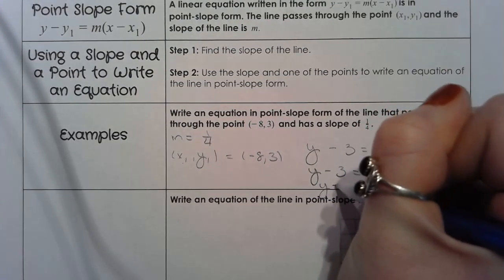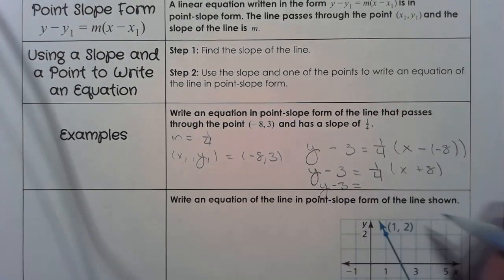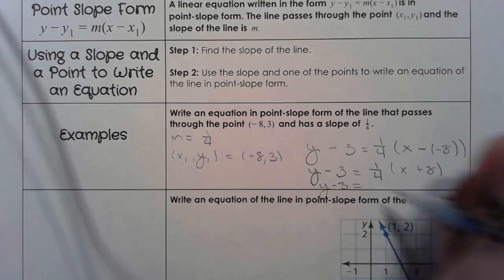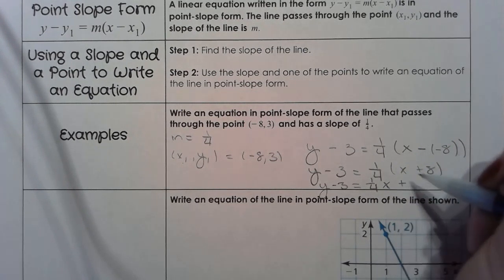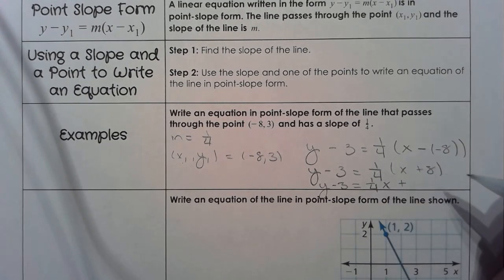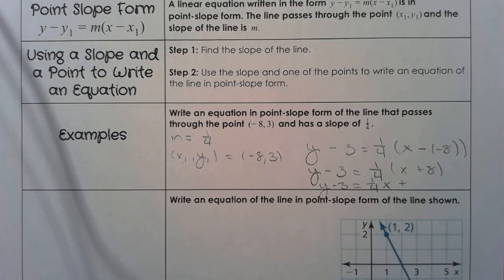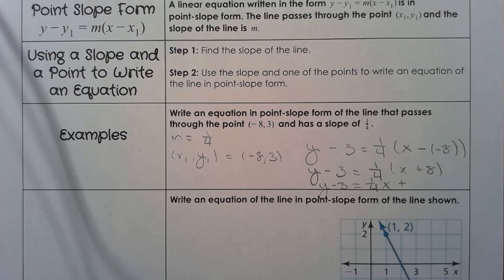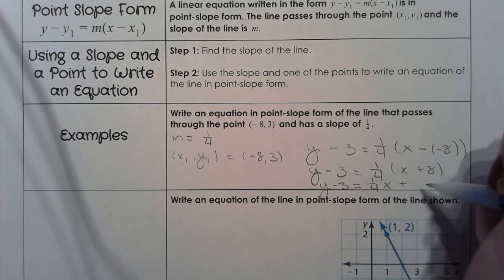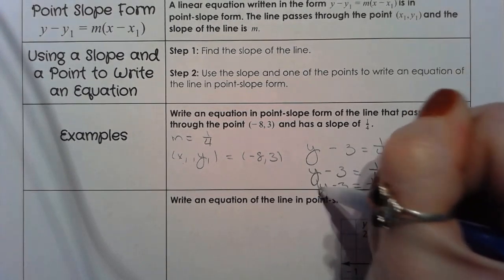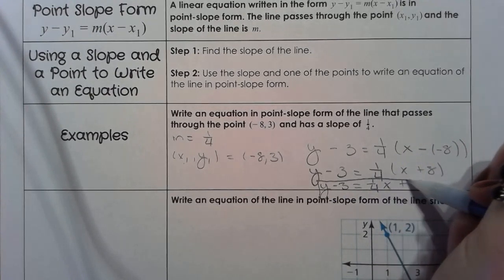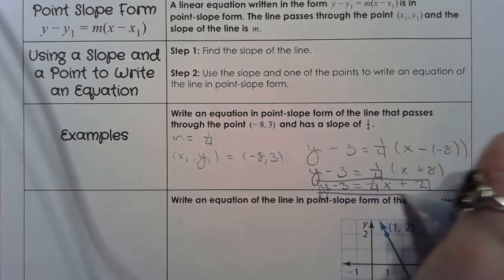So I'm going to have y minus 3. So I'm just rewriting that down. And then I'm going to do 1/4 times x, which gives me 1/4 x. And now I'm going to add 1/4 times 8, which I know that whenever I'm multiplying by a fraction of 1/4, I'm really just dividing by 4. So I'm going to take 8 and divide it by 4. So 8 divided by 4 gives me +2. So I will end up with y minus 3 equals 1/4 x plus 2. Okay.